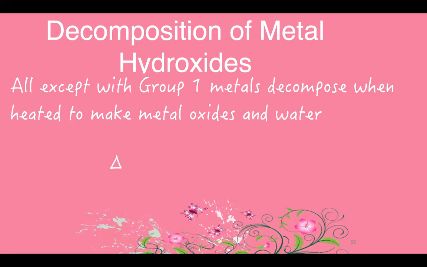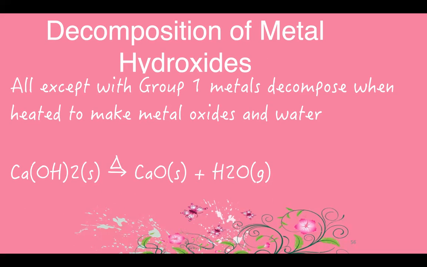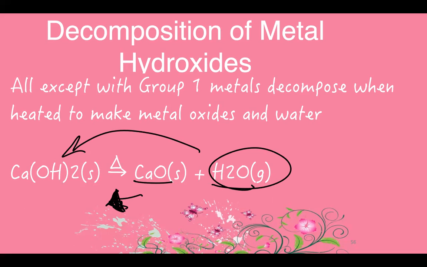All metal hydroxides except for group 1 metals decompose when heated to make metal oxides and water. Now, this makes sense when I said that metal oxide plus water makes metal hydroxide. We just did that in the reverse, right? Metal oxide plus water makes metal hydroxide. Now we're just going in reverse. So if you see calcium hydroxide and you see an arrow with a delta, that means heat is being applied. You have only one reactant, which means it's decomposition. Then you look at the type of compound it is. It's a metal hydroxide. It will decompose to a metal oxide and water.